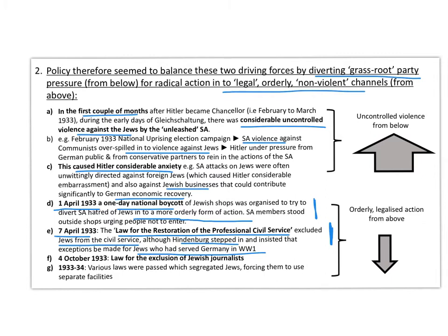So, lots of other examples. The law for the exclusion of Jewish journalists. And many, many more laws between 1933 and 34. Segregation laws, forcing them to use separate facilities. They had to have separate parks. They had to go to separate swimming pools, etc., etc. But in the context of this, Hitler is trying to channel radicalism into a non-violent channel.